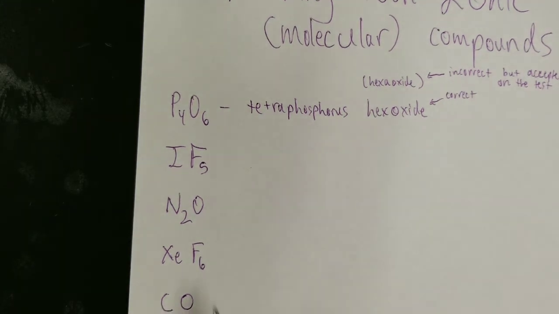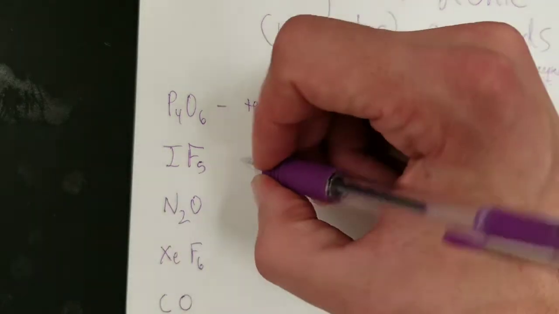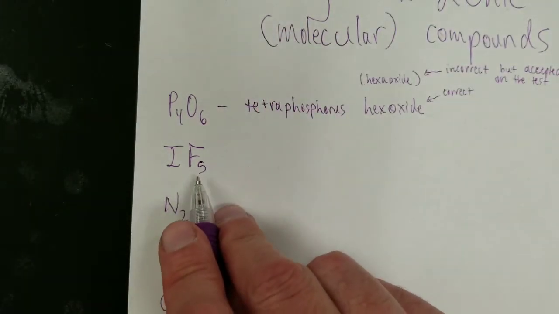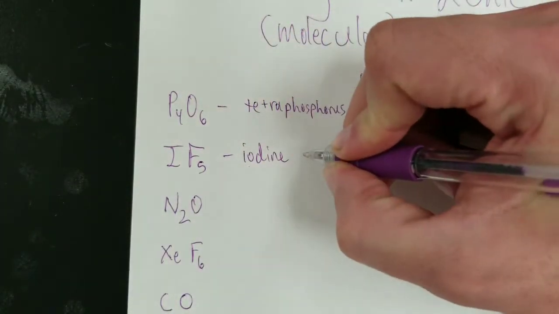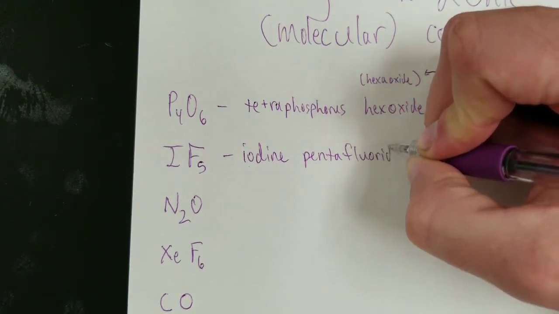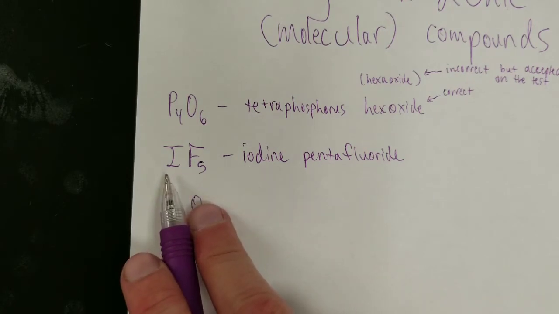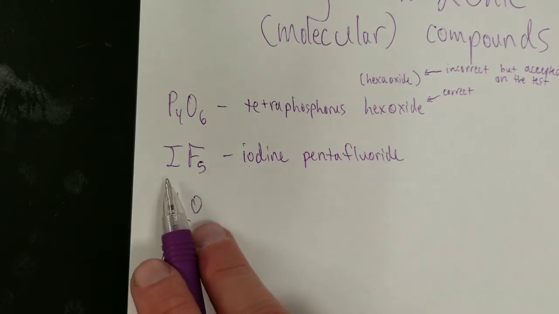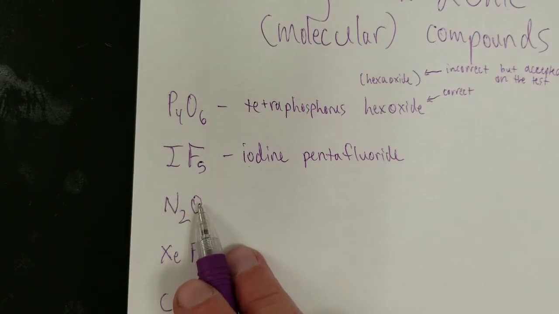Okay, and we apply the same rules here. Now, there's only one of this first one, so I'm just going to say iodine pentafluoride. I'll write that out, iodine pentafluoride. There's only one, so I just say iodine. But I should say, I don't use mono because it's the first one. If it was the second one, then I use mono. So let's look here.